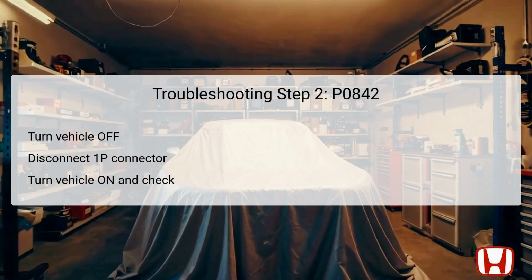In the second troubleshooting step for DTC P0842, begin by turning the vehicle ignition off and ensuring that it is locked.